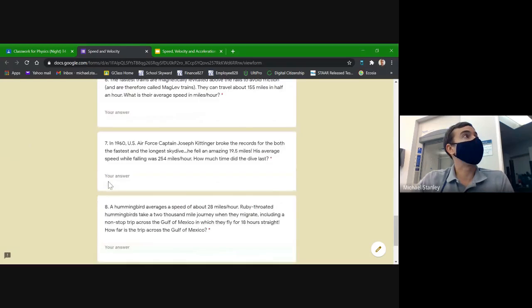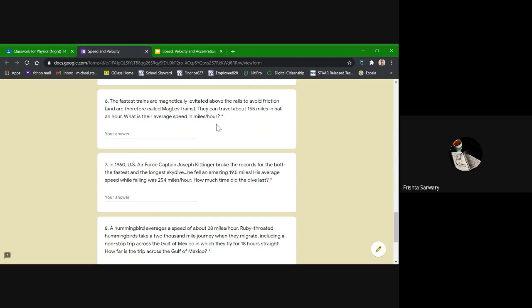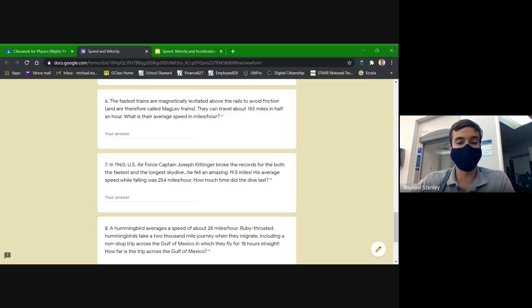And then the final three questions down here, numbers 6, 7, and 8, are all different types of speed calculations. The first one is very similar to what we've already been looking at, a problem dealing with trains, and it tells you that they can travel 155 miles in half of an hour, and wants you to figure out their average speed in miles per hour. That's our speed equals distance divided by time.